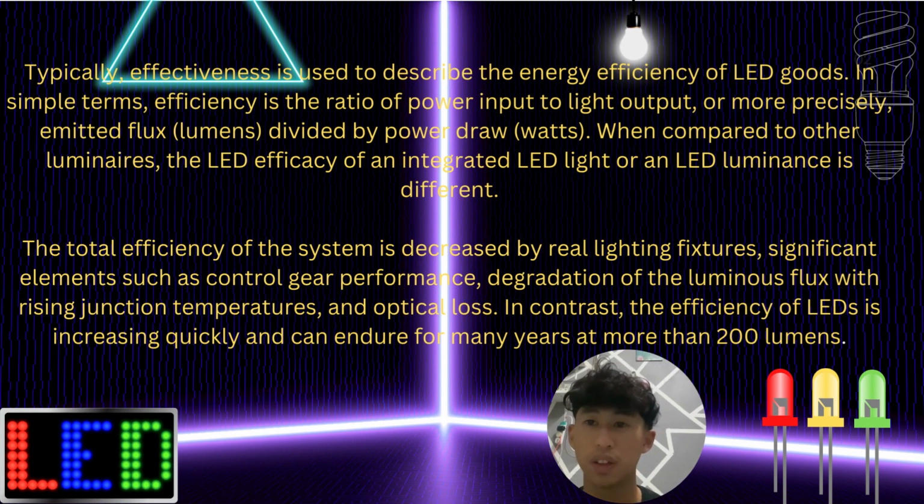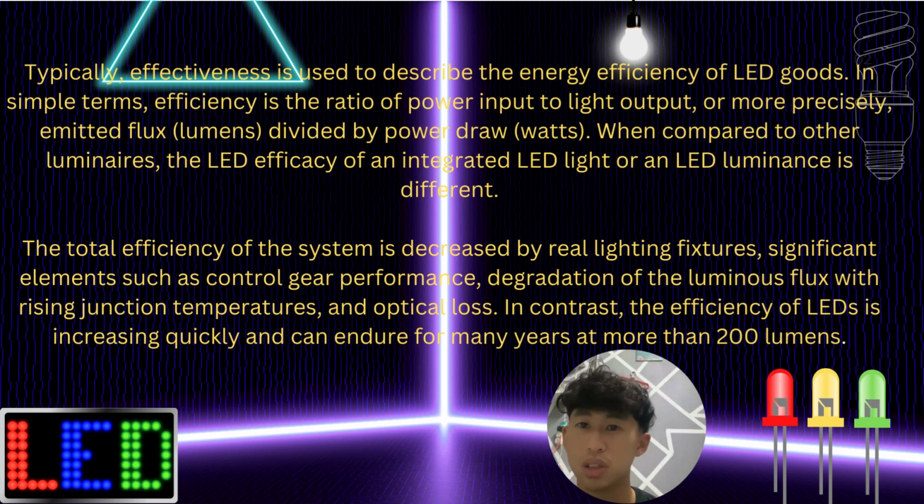Okay, typical effectiveness is used to describe the energy efficiency of LED goods. In simple terms, efficiency is the ratio of power input to light output. More precisely, emitted flux in lumens divided by power draw in watts.